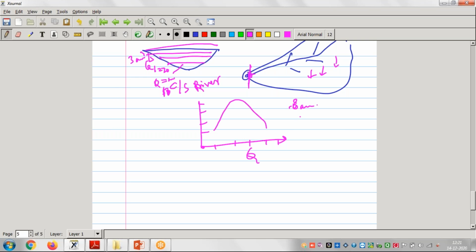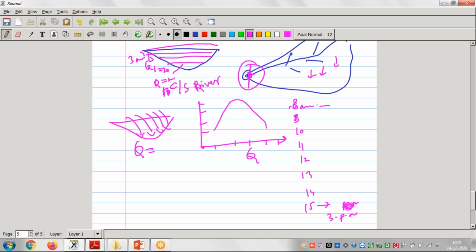Then after, say, 9, then 10, 11, 12, 13, 14, 15, means up to 3 p.m. This rainfall occurred. So at 8 a.m., at this point, what was the discharge? Discharge means, suppose this is my river and water is flowing from here. This is water. So we measure the Q, right?